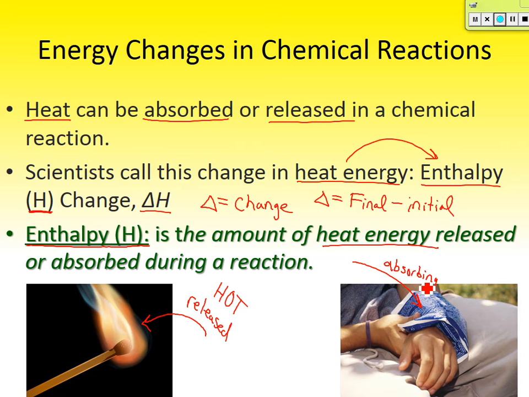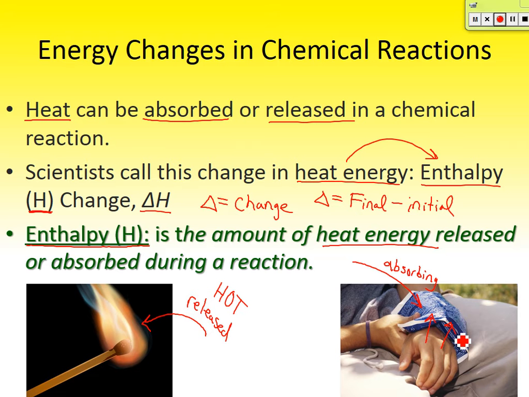So remember, which way does heat go? From hot to cold or cold to hot? Hot to cold. So how this cold pack works is it's taking the heat from this guy's hand or arm and it's absorbing it into the cold pack. Well, does that make his arm feel hot or cold?